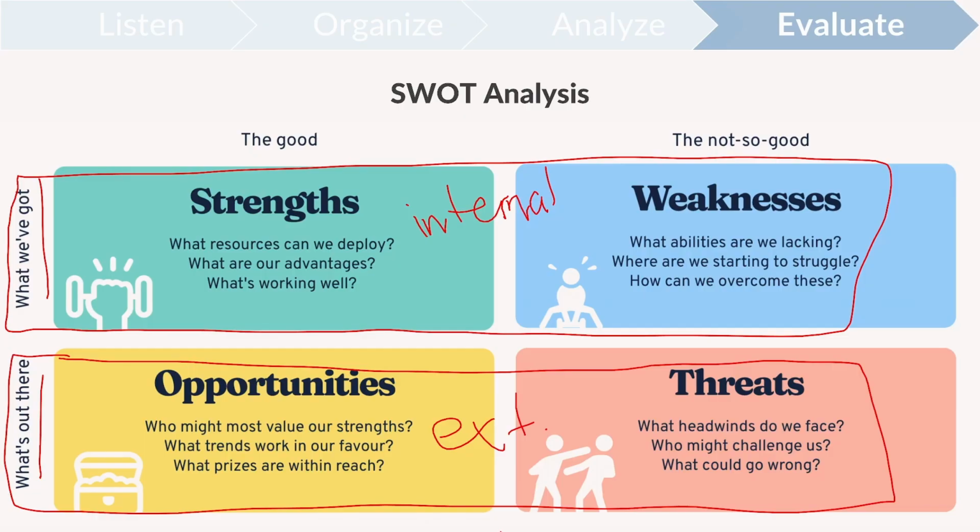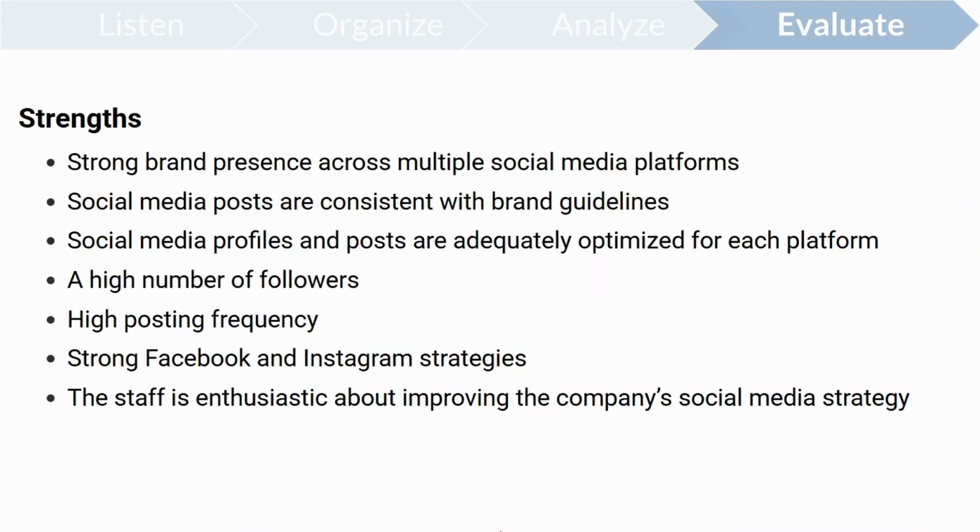Okay, let's look at a few examples. I got these straight from your book. I'm not going to go over every single example, but just look at some. And why are these internal? Why is the strength, for example, internal? What does internal mean? For example, we have a strong brand presence across multiple social media platforms. Guess what? If we don't have it, we can do it. It's a check mark. We can do it or work towards it.